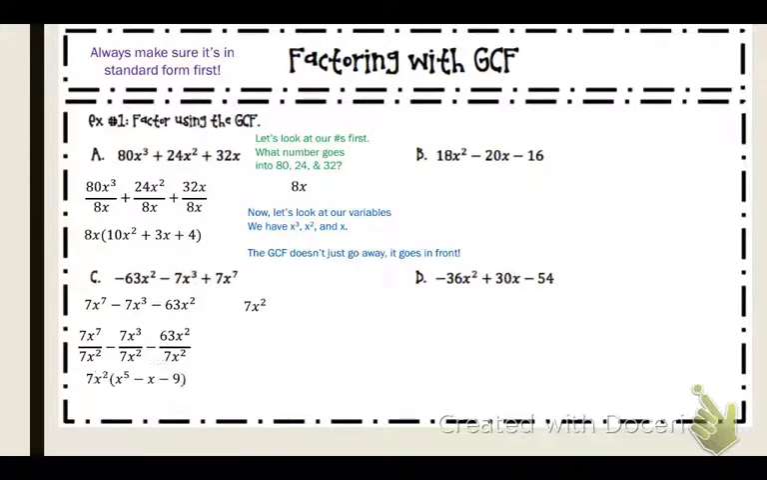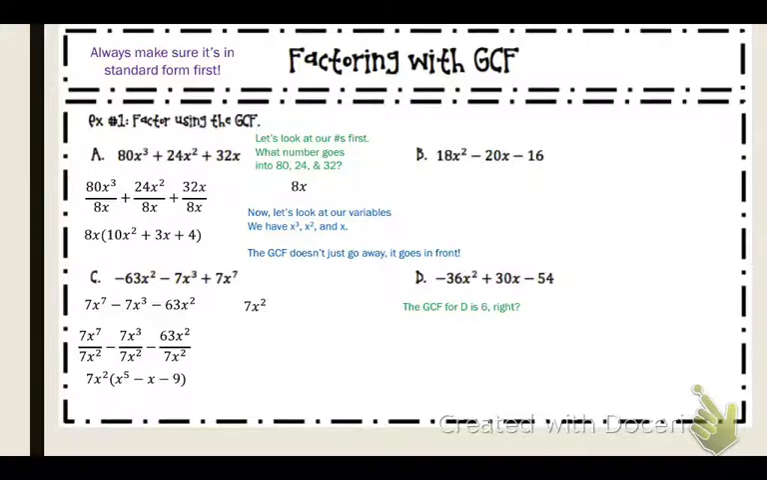And then the GCF doesn't just go away, it goes out front. And you're done. Okay? I just want you to look at example D real quick. So here, the GCF is 6, because for 36, 30, and 54, 6 is the only thing that can go into those, and then we have x squared, x, and then no x, so no variables.